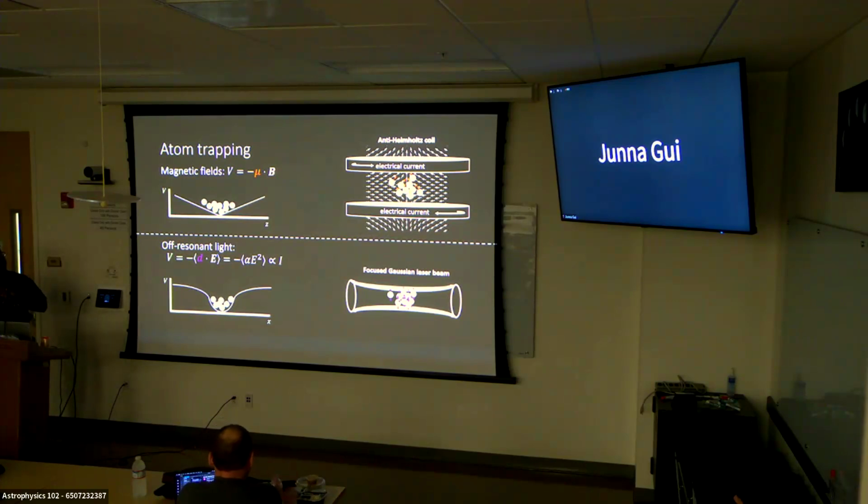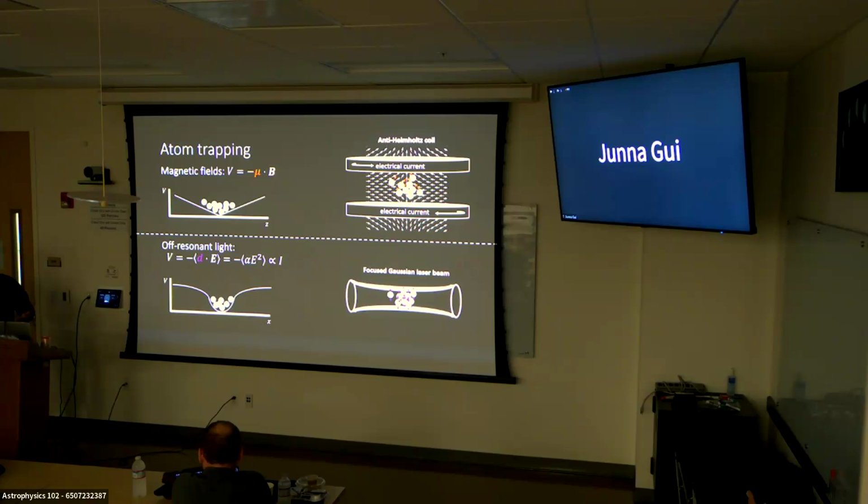Let me tell you a bit about the atom trapping part, right? So atoms are little dipoles that have some magnetic moment mu. The energy of the dipole in the magnetic field is minus mu dot B. So this is my magnetic trap, my collection of atoms, okay? I can realize a magnetic trap like this using anti-Helmholtz coils, right?